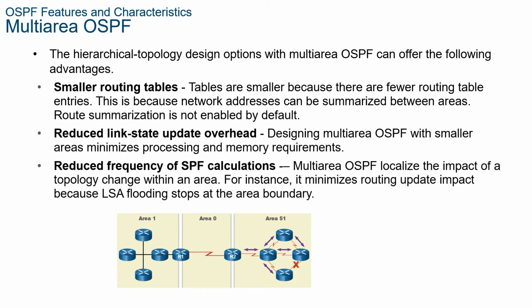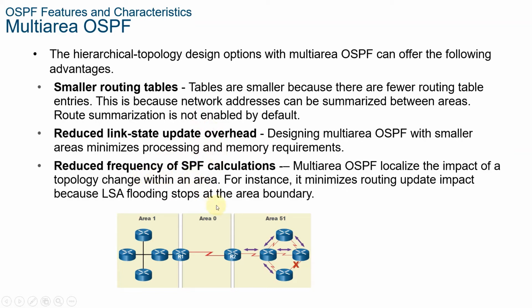Too many routers in one area would make the LSDBs very large and increase the load on the CPU. Therefore, arranging the routers into areas effectively partitions a potentially large database into smaller and more manageable databases. The hierarchical topology that I'm referring to shares these advantages: smaller routing tables, reduced link state update overhead, and reduced frequency of SPF calculations.